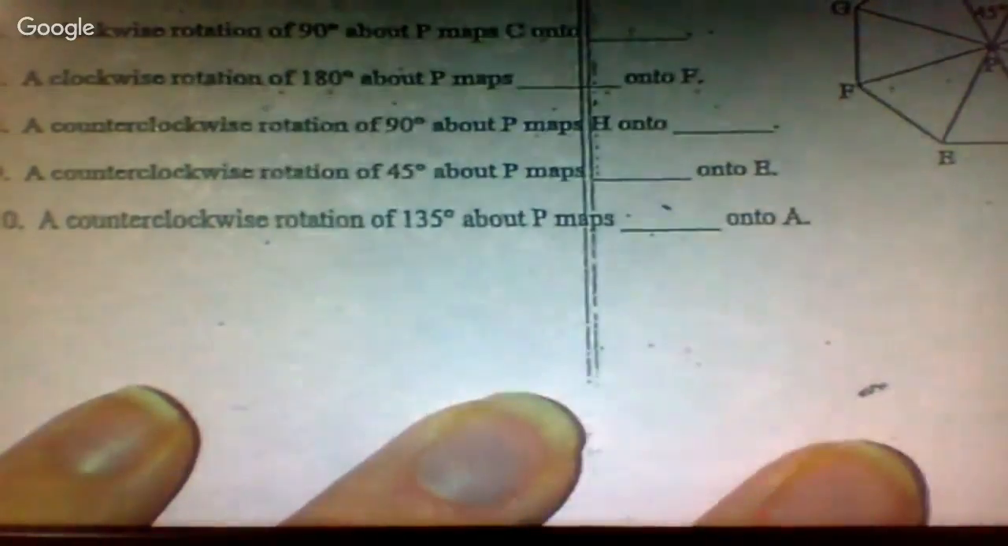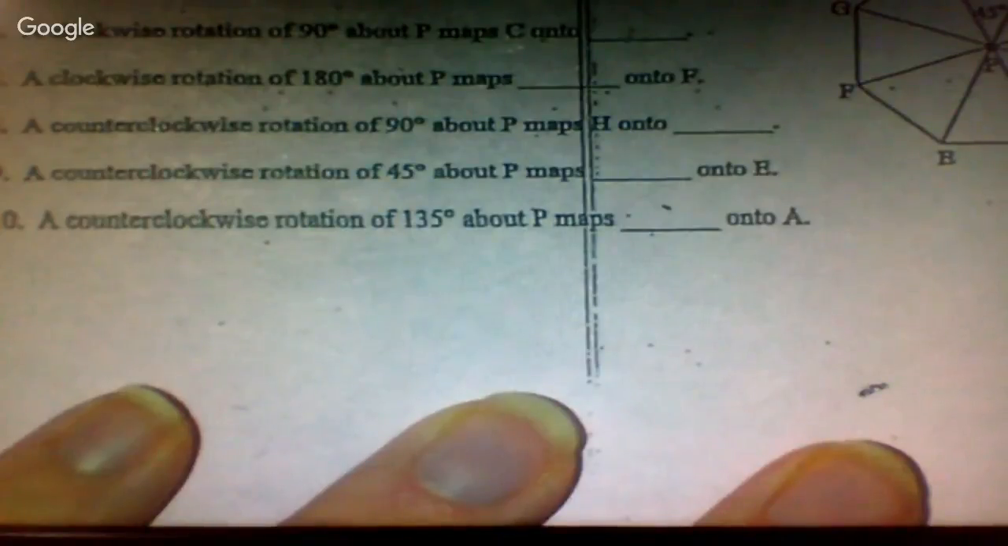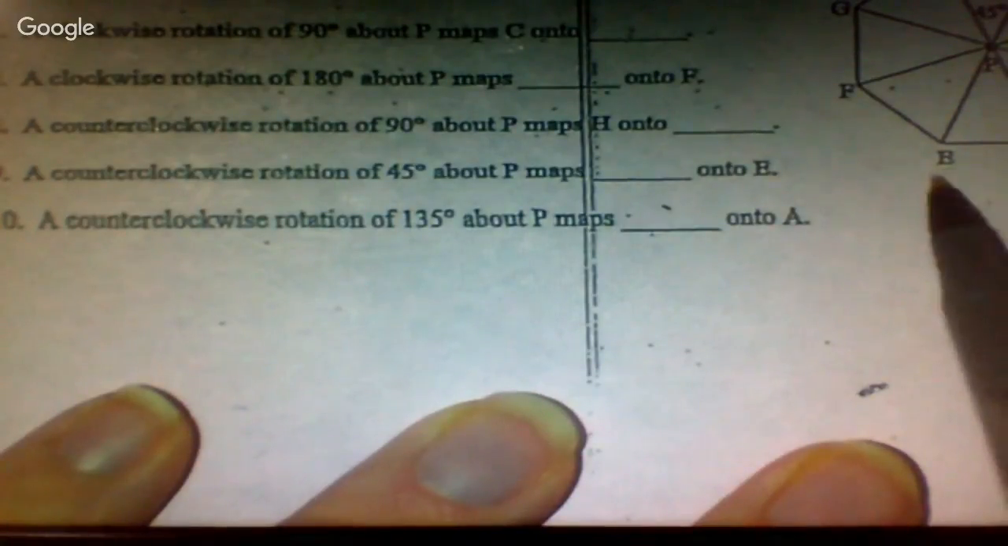If I'm starting at C and I want to go 90 degrees clockwise, I'm going 1, 2. I'm now at E.